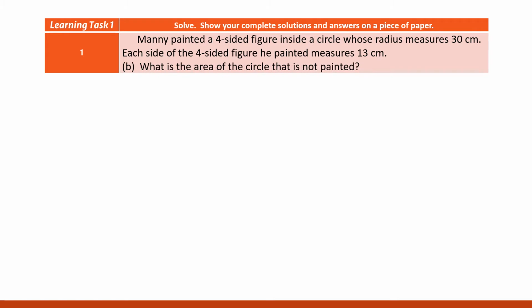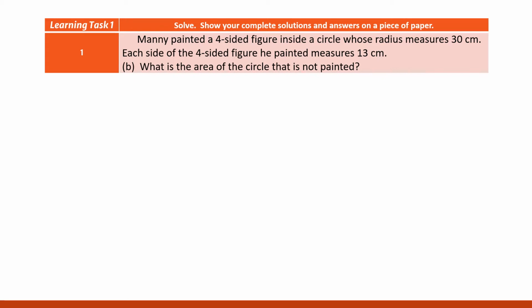Well, same scenario. Manny painted a four-sided figure inside a circle whose radius measures 30 centimeters. Each side of the four-sided figure he painted measures 13 centimeters. Question: what is the area of the circle that is not painted?